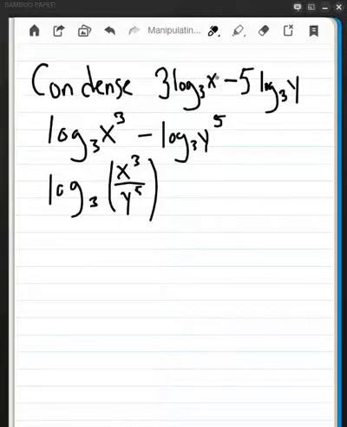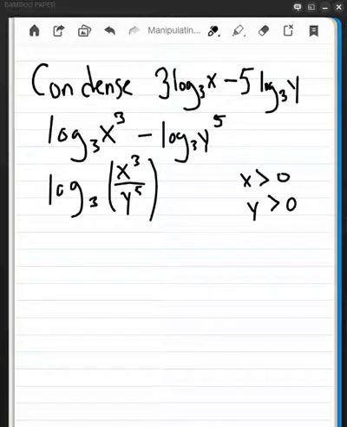Real quick comment up here, x and y, they both have to be positive because they're both on the inside of the log function. So that is true throughout the entirety of this manipulation. On the inside here, in order to say that this is equal to this, it's only equal when our x and our y values are all positive.